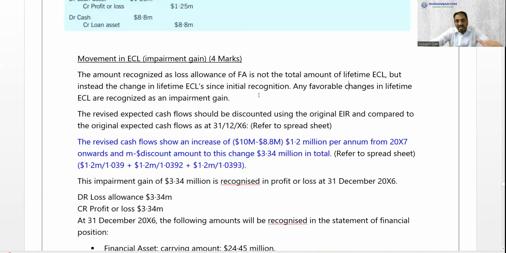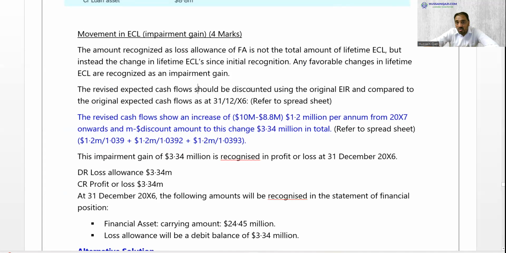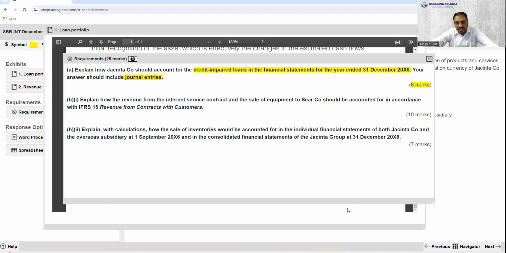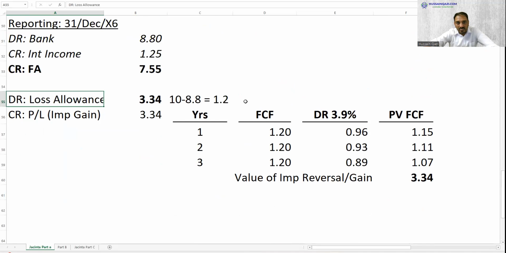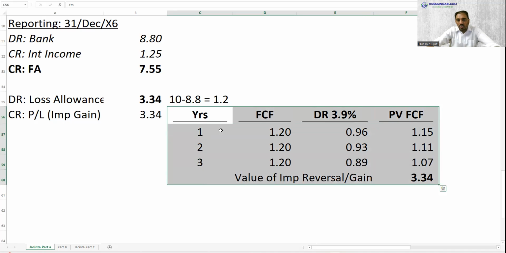Now, any favorable change in the lifetime is recognized as impairment gain. The revised expected cash flow should be discounted using the EIR and compared to the expected cash flows. Here I mentioned refer to spreadsheet. Whatever we have done, the working of a spreadsheet with the reversal of impairment. You can also draft your answer by explaining this working rather than just mentioning it. Rather than independently mention the calculation, you just explain your working like this.